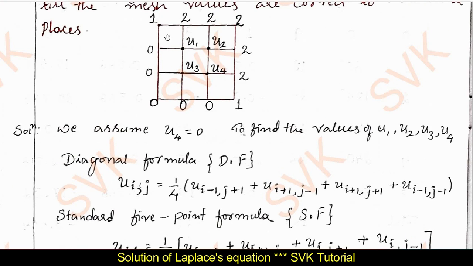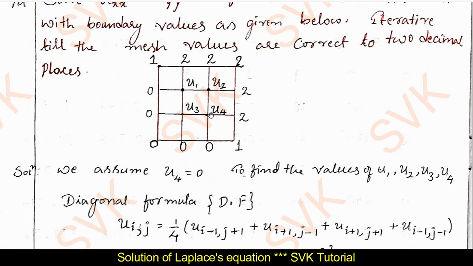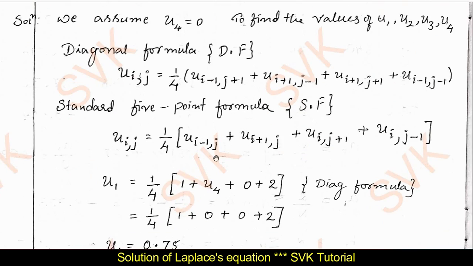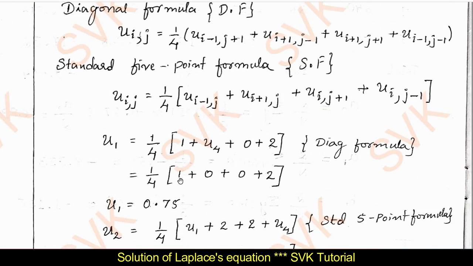This is what I am doing: 1 plus u4 plus 0 plus 2. You know u4 value is 0, as we have assumed. Then substitute that value. So 1 plus 2 will be 3, and 3 by 4 will be 0.75. That is the u1 value.